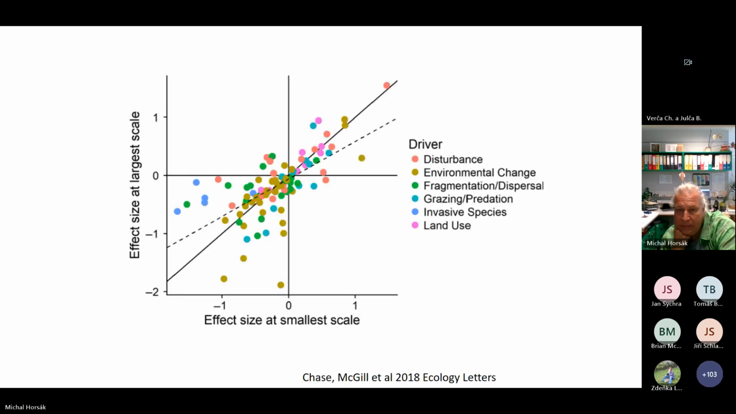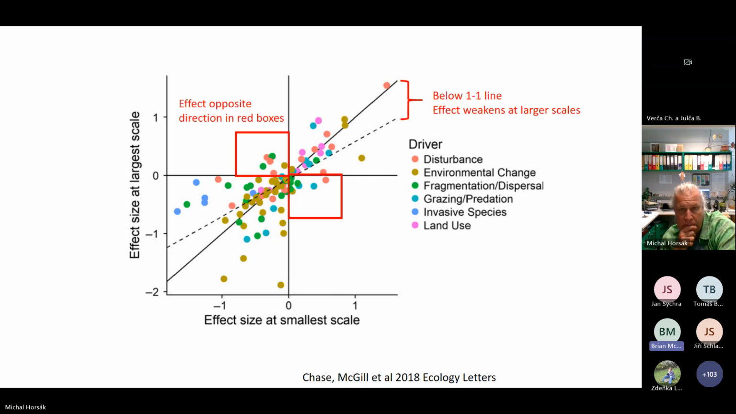This is a meta-analysis of a bunch of studies of various types of global change impacts. In each case, there's a plot scale, and then there's the aggregate scale of all the plots put together. And this is just looking at the log effect ratios on species richness on the small scale on the horizontal axis, large scale on the vertical axis.